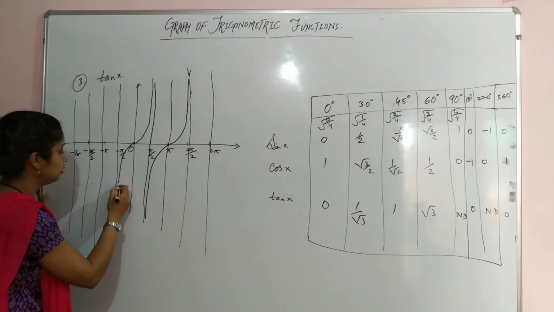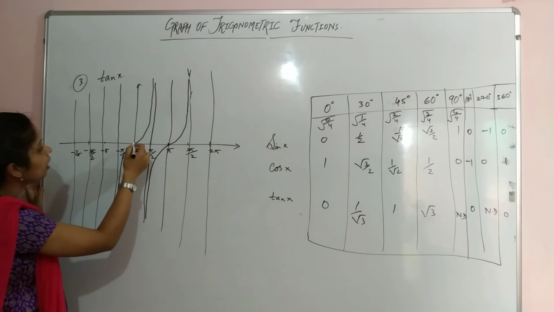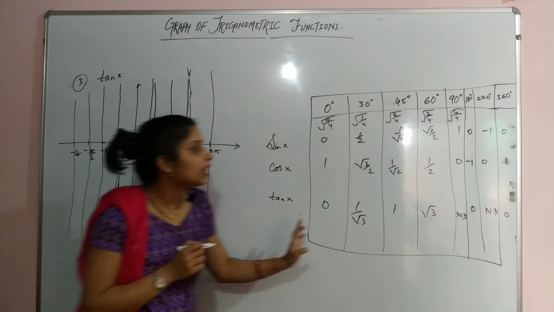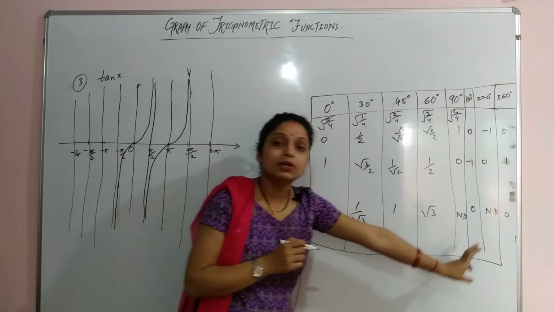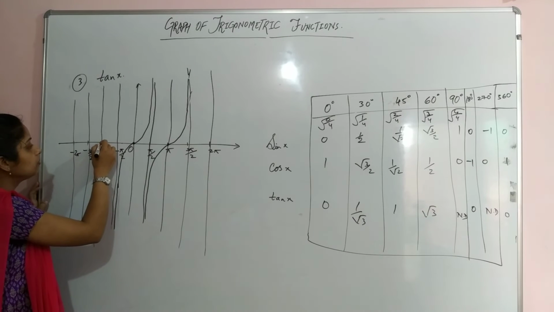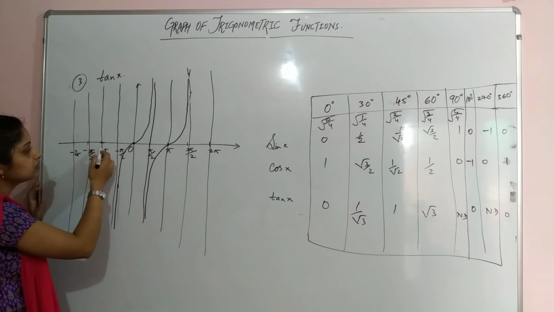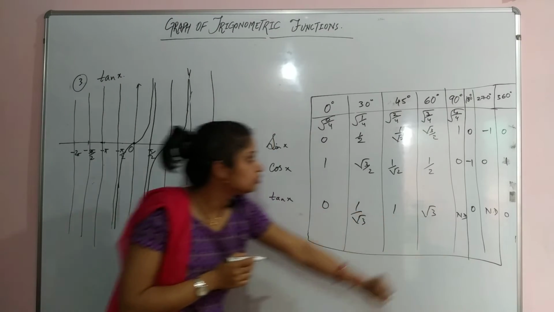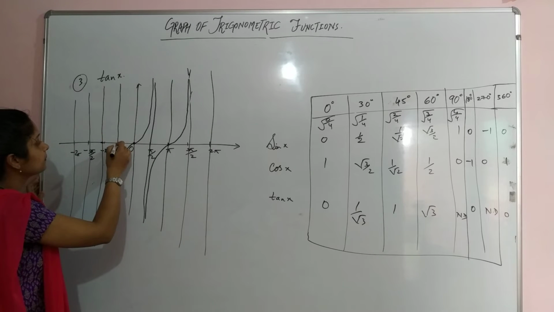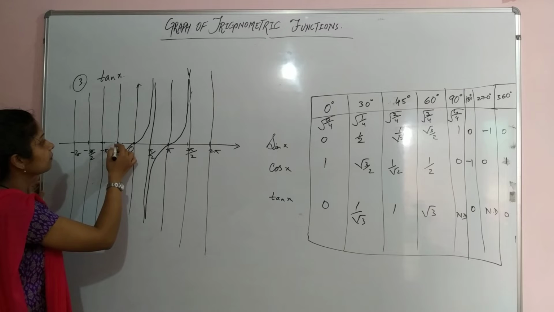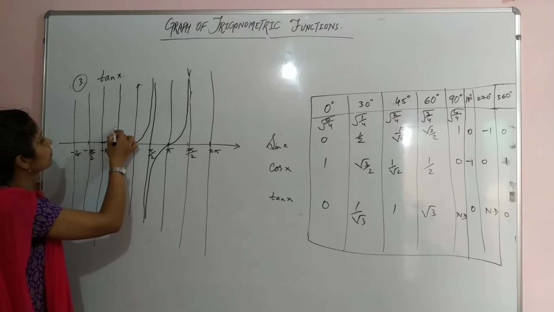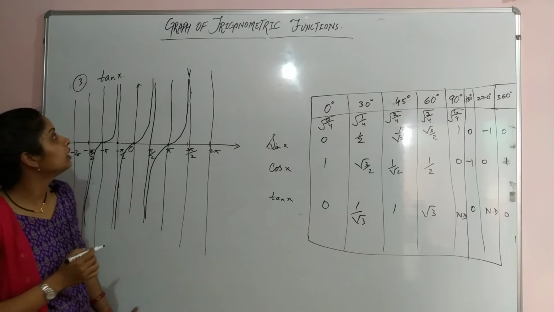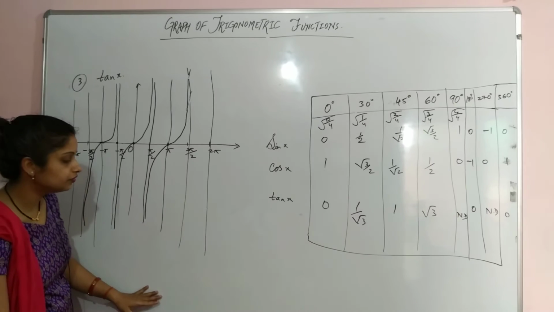You can make it parallel to y axis. After this then you will take minus pi. Okay, minus pi, then again it is not defined but it is minus infinity. So here at minus pi, take it first of all pi by 2. Okay, so pi by 2 is not defined. So in this way you can draw a graph of tan x. So this is a graph of tan x.